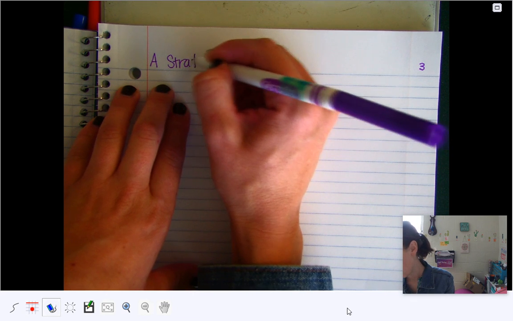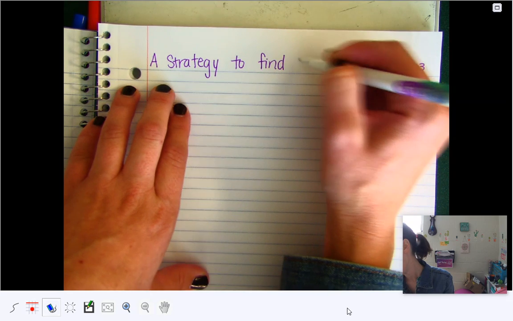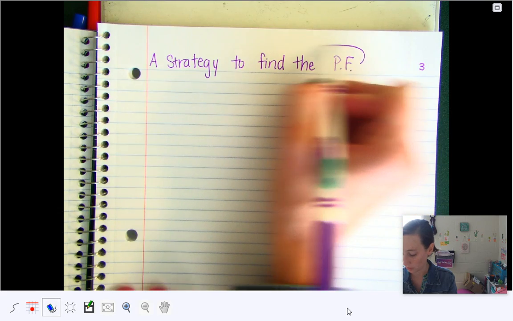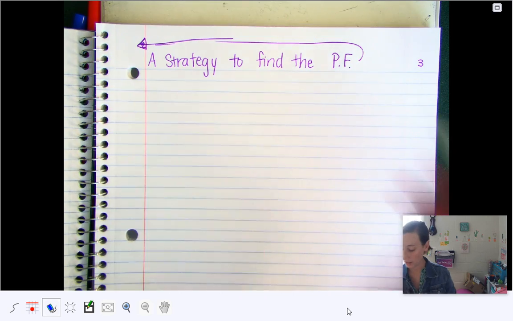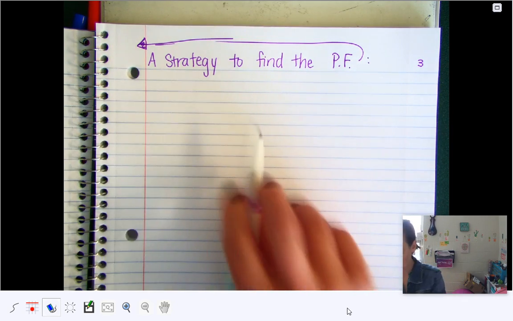Hello. Okay, so we are on the other side of page 3 where we just talked about prime factorization, and this is connected. So this is a strategy to find the prime factorization, which you can draw an arrow to the page over here. Okay, so a strategy to find the prime factorization, and that strategy is a factor tree.